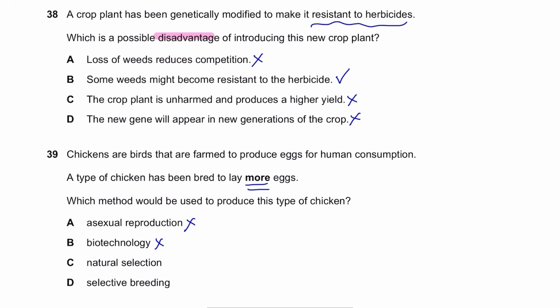Natural selection. Nope. They are farmed to produce eggs, so natural selection doesn't really occur, but humans will intervene in the breeding. So it's selective breeding, where humans purposely choose the chickens that produce many more eggs than the rest of the chickens, and the offspring produced will produce more eggs than usual as well.